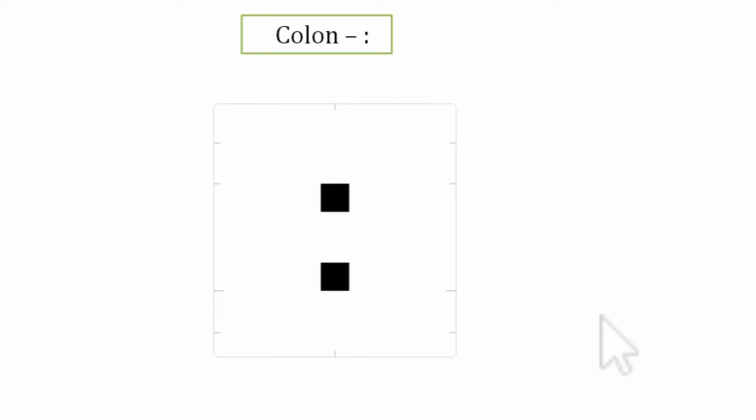Colon. It spells C-O-L-O-N. It is used to mark a major division in a sentence to indicate that what follows is elaboration or summation. Wherever you see this sign, it marks a major division in a sentence. It makes a little difference between the sentence or the word written before it and after it.